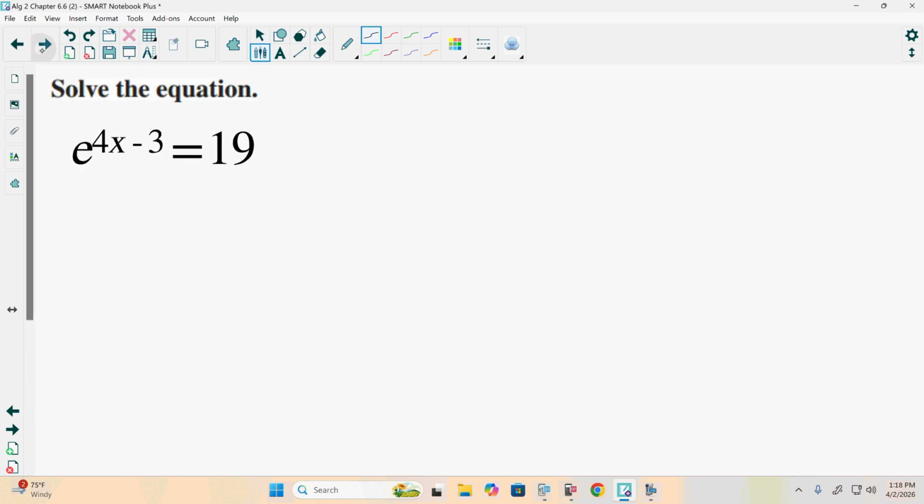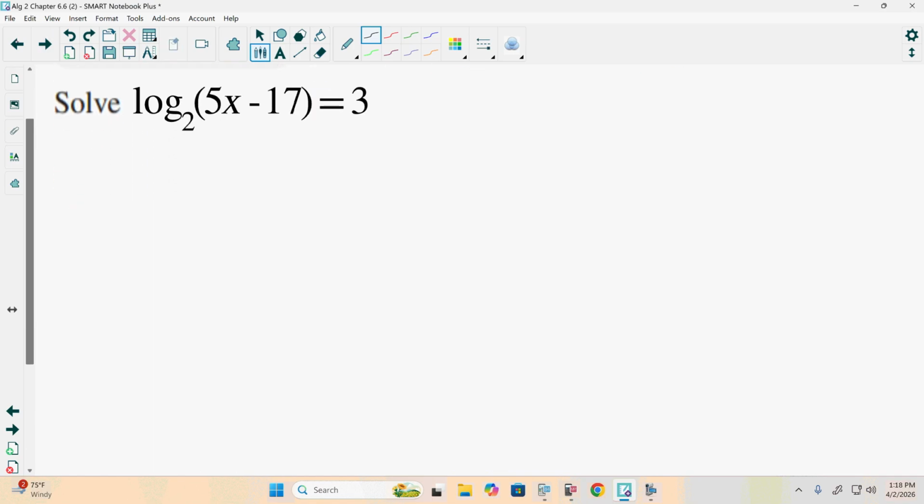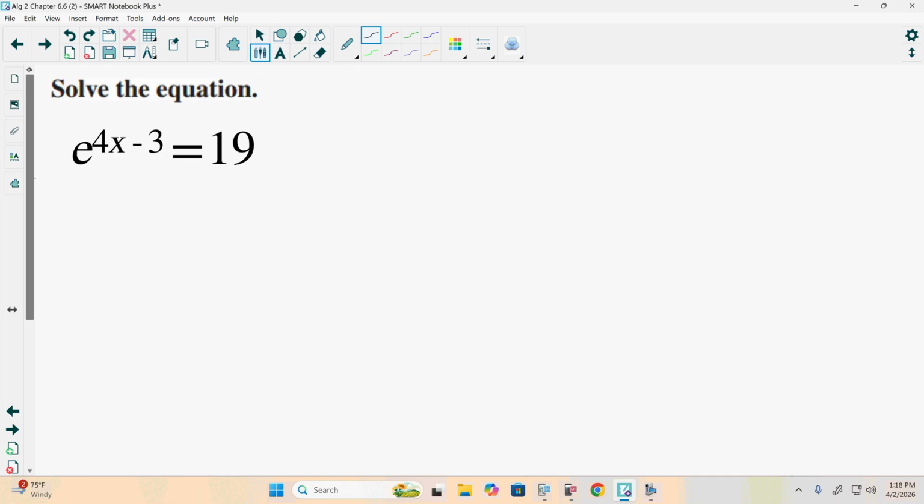Questions on these here? Do we feel comfortable solving these with e? This one, if we did it, e is already by itself, so we'd take the natural log of both sides, add 3, divide by 4, telling us that x should equal the natural log of 19 plus 3 divided by 4. But that's about it.